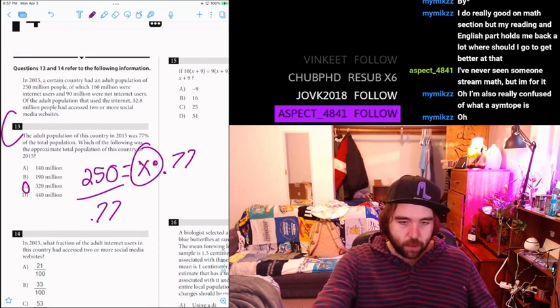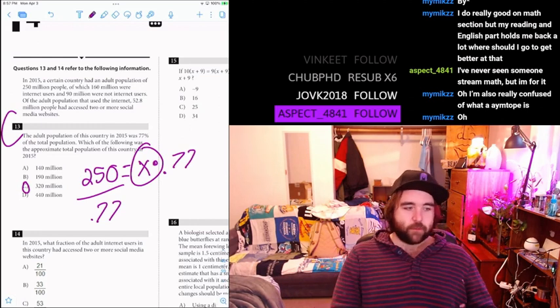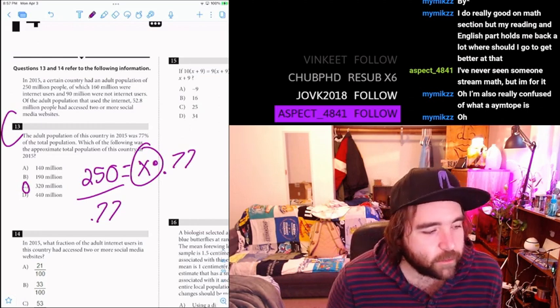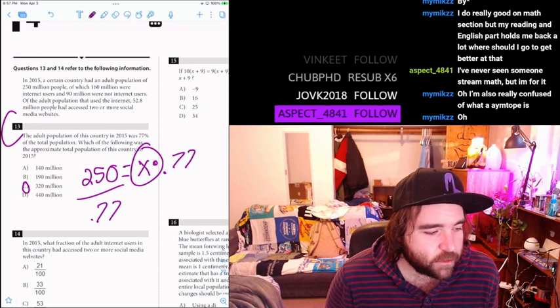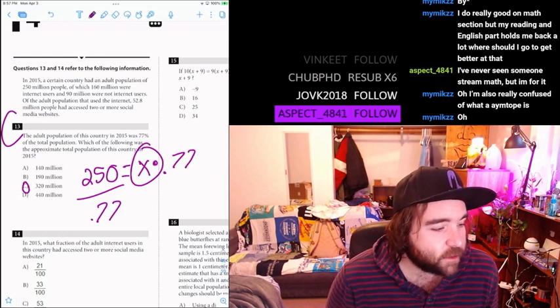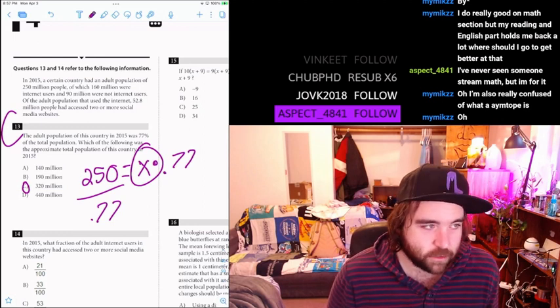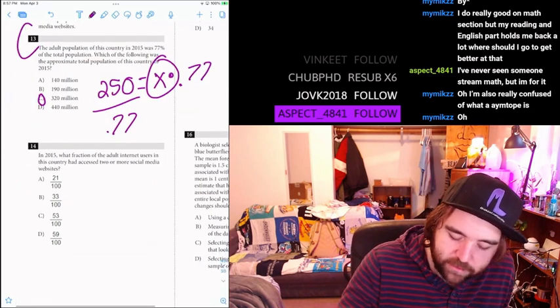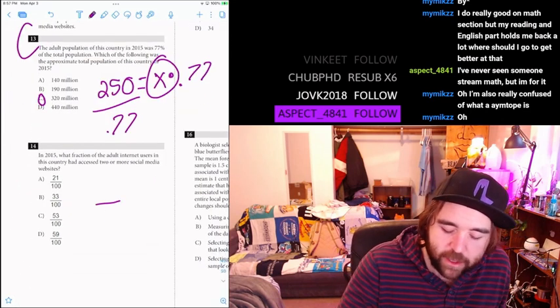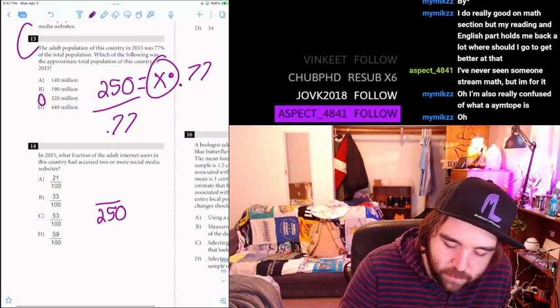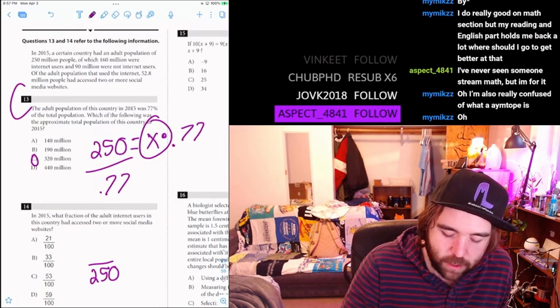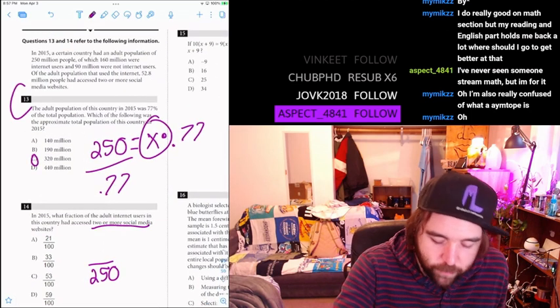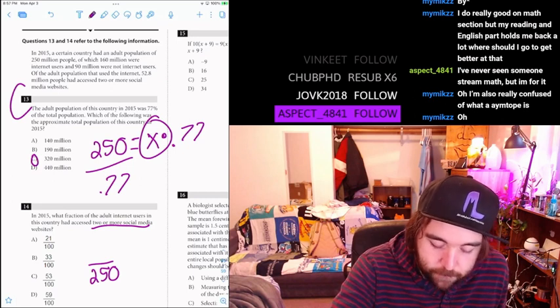All right, in 2015, which fraction of the adult internet users in this country had access to one or more social media websites? Fraction of the adult users, right? So that's the one thing when you think about these fractions: you have to think, what is it out of? It's out of 250. Out of the adults, which ones had access to one or more social media websites?